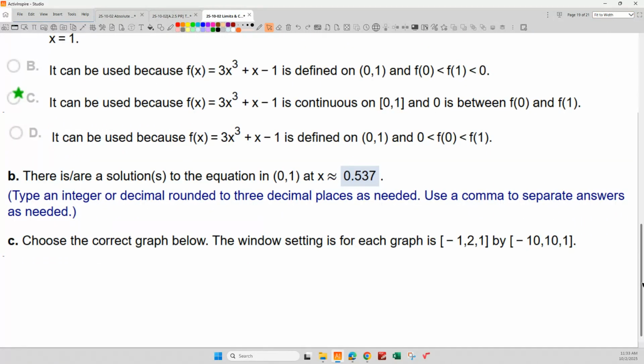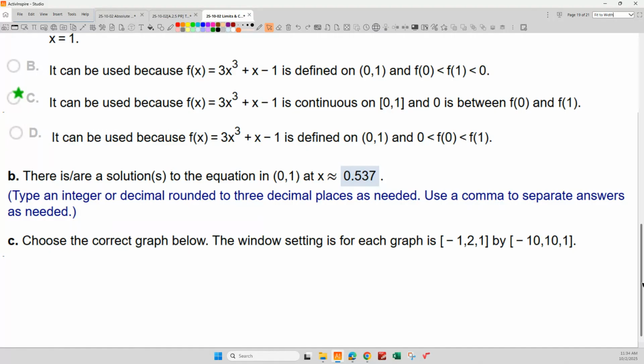And then if we wanted to choose the graph, how would I set this up to really easily choose the correct graph? I didn't even show them, but what would I do? Yeah, I'm setting the window. So what does that mean? What does all that stuff mean? The furthest right one is the step, and then the other ones are the boundaries. So that's going to mean x is going to go from -1 to 2 by 1s. Y is going to go from -10 to 10 by 1s.